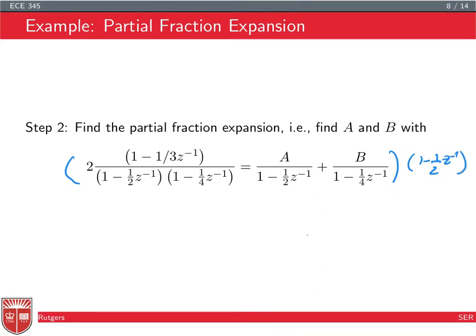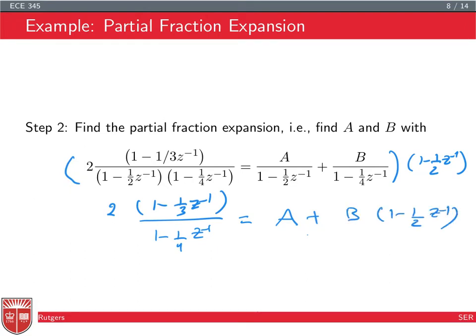So what do I get? Here this thing cancels out, so I would get 2 times (1 - 1/3 z^-1) over (1 - 1/4 z^-1) equal to A. So A is now singled out, plus B times (1 - 1/2 z^-1) divided by (1 - 1/4 z^-1). Okay. Now, how can I cancel out B?